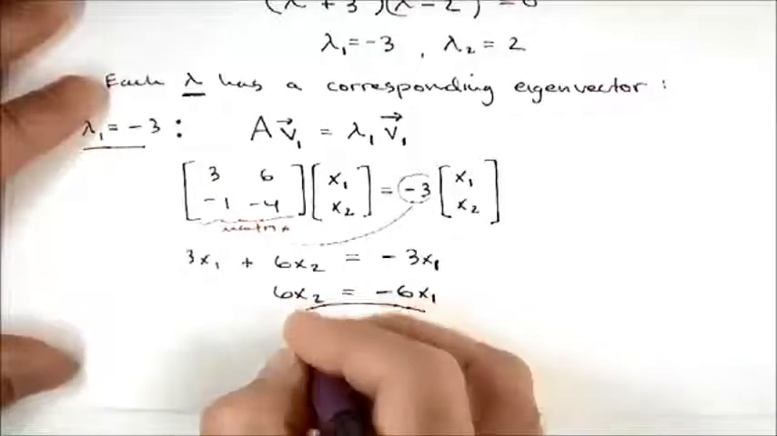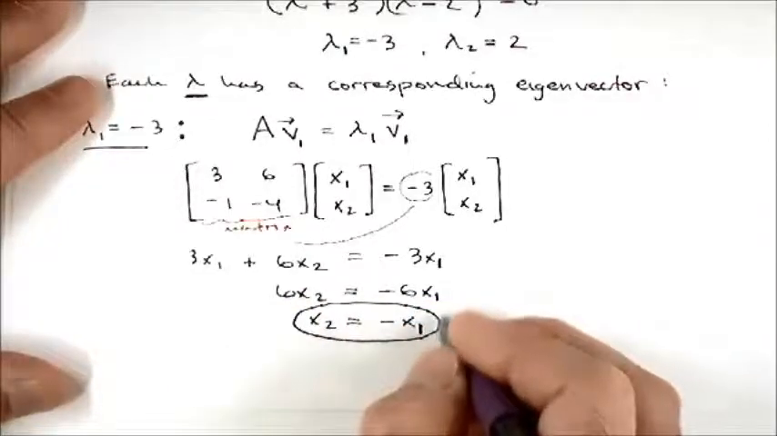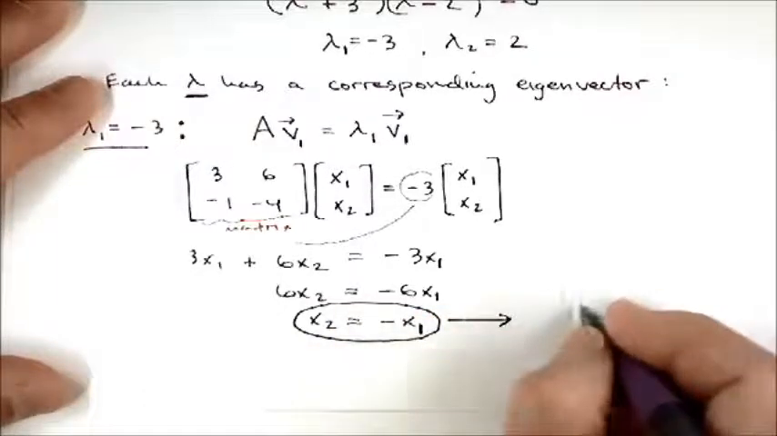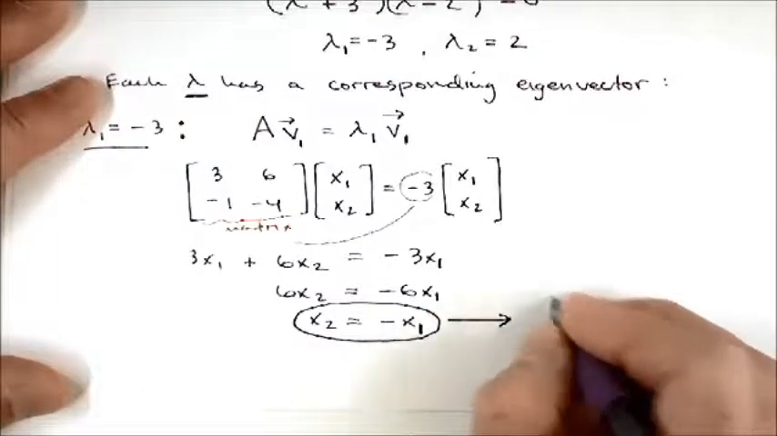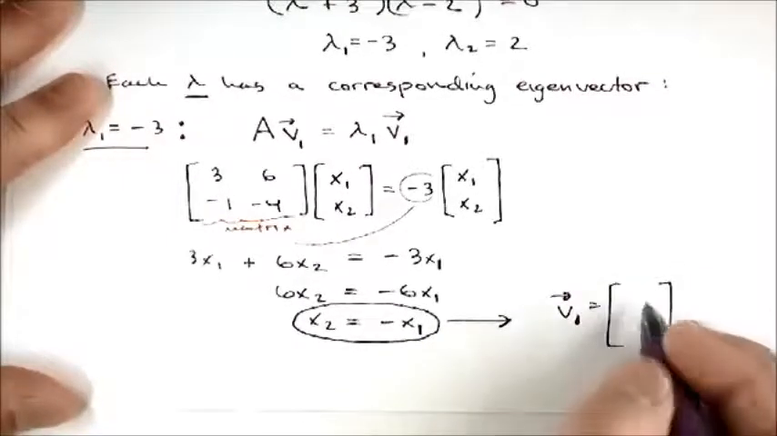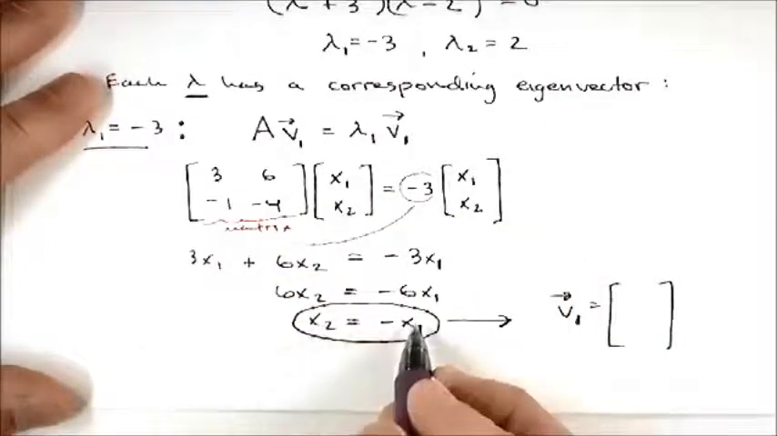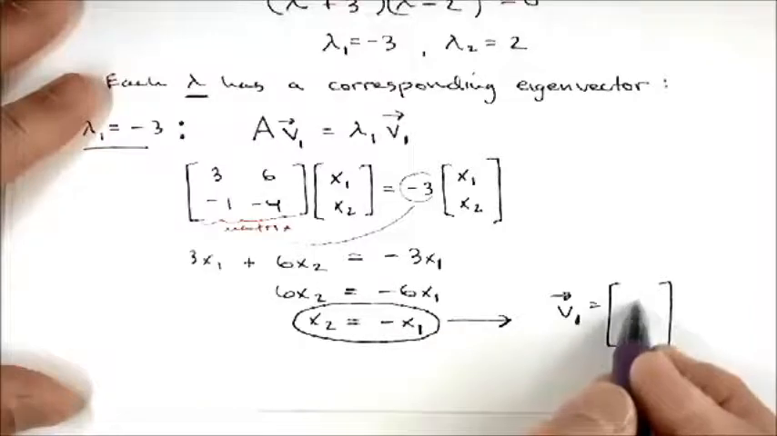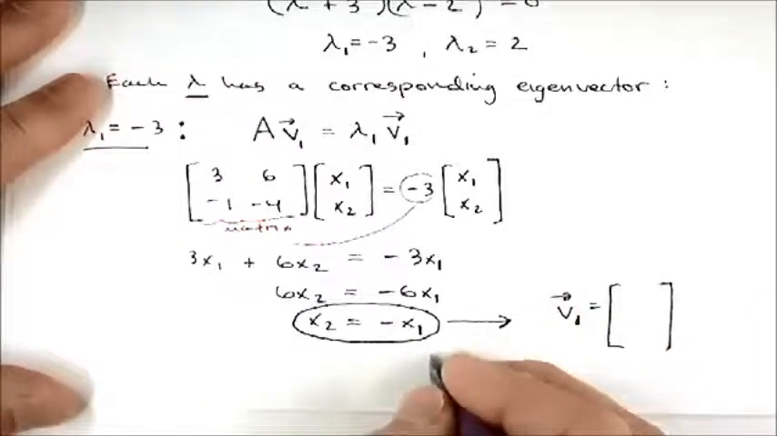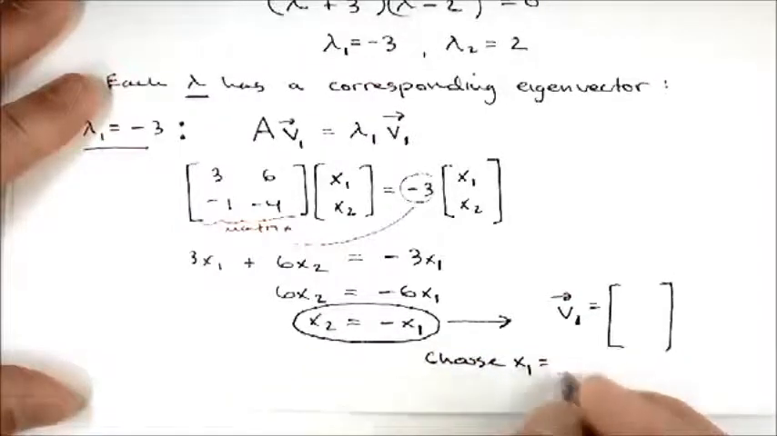This is what I was looking for. When I say a relationship, I mean an equation that links x2 to x1. Because what this tells me is whatever my eigenvector is, and I'm looking for x1 and x2, x2 needs to be the negative of whatever I pick for x1. And so the idea is I want to choose something. What I would do is choose x1 to be some number.